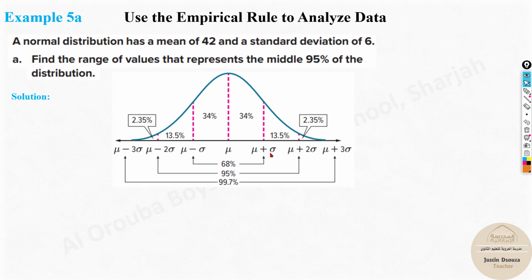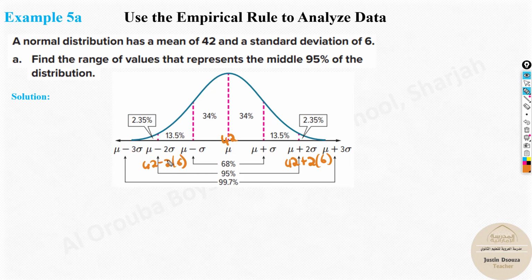95% would be represented by addition of two standard deviations or subtraction of two standard deviations. So basically, all you need to do is, what is the mean? 42, right? This is the mean, 42. Mean 42 plus 2 times standard deviation, which is 6, that's given over here. And same thing over here, you must do 42 minus 2 times 6.